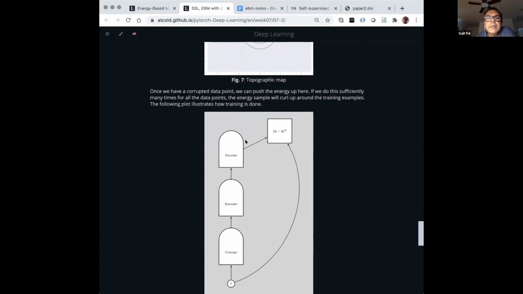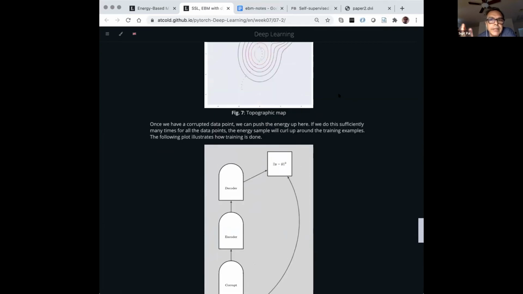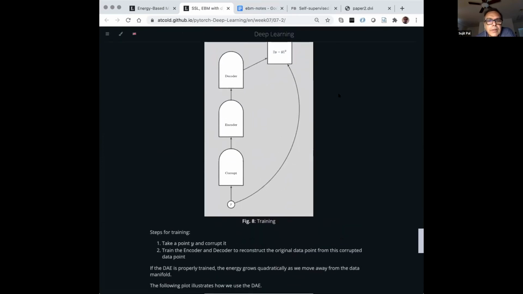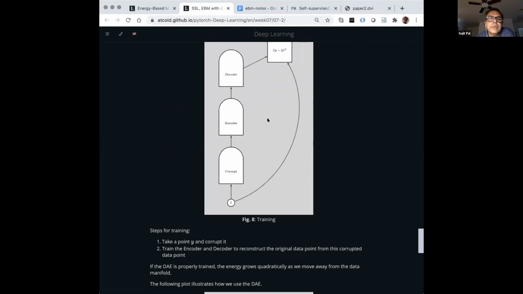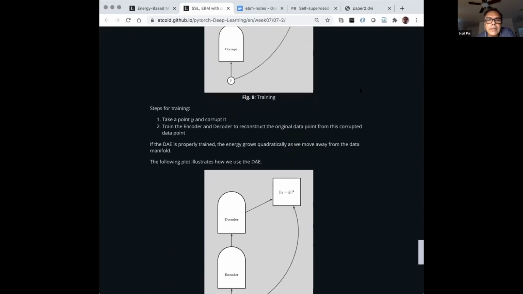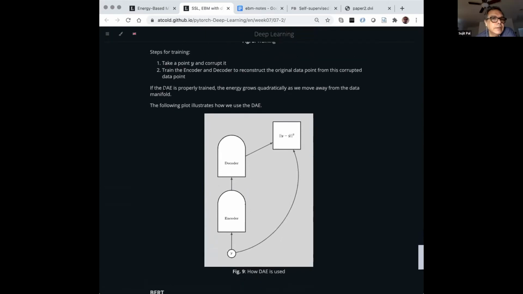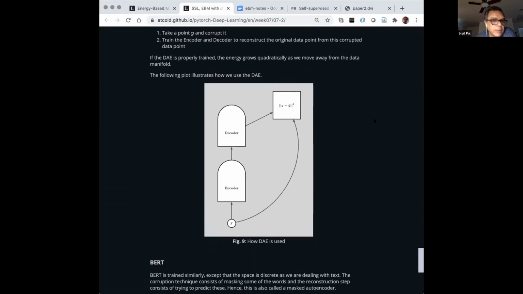If you have a corrupted data point, as you corrupt it, you push the energy up, right? Over time, we already talked about this. This is just a flow diagram for doing this. You take Y, you corrupt it, you encode it, decode it, and then you get back a portion of Y bar here. Then you say, Y minus Y bar squared, and you try to minimize that, right? So that's your contrastive thing. And he says if the denoising autoencoder is properly trained, the energy would grow quadratically, because your loss function is quadratic, as we move away from the data manifold.